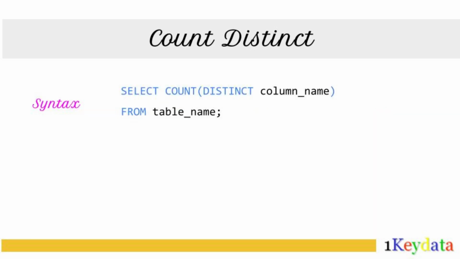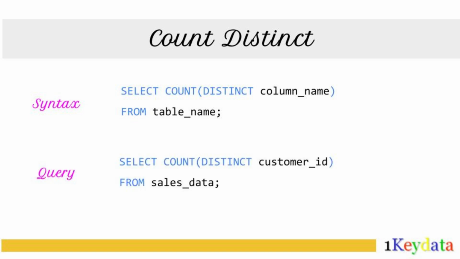This is the syntax for Count Distinct. This will count all the unique values in the specified column while ignoring duplicates and null values. Let's say you have a table called sales_data, and customers are represented in the customer_ID column. You'll use this query to find the unique number of customers in this table.